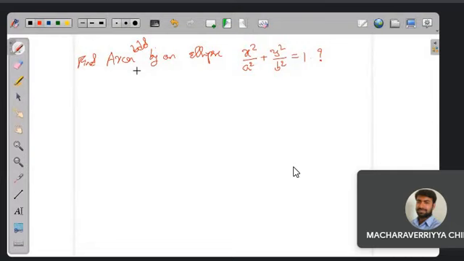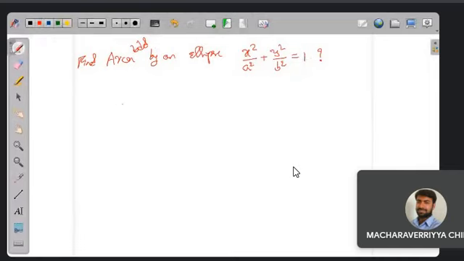Come again, I didn't understand. So the question is to find the area bounded by the ellipse x square by a square plus y square by b square equal to 1. It is just an equation.